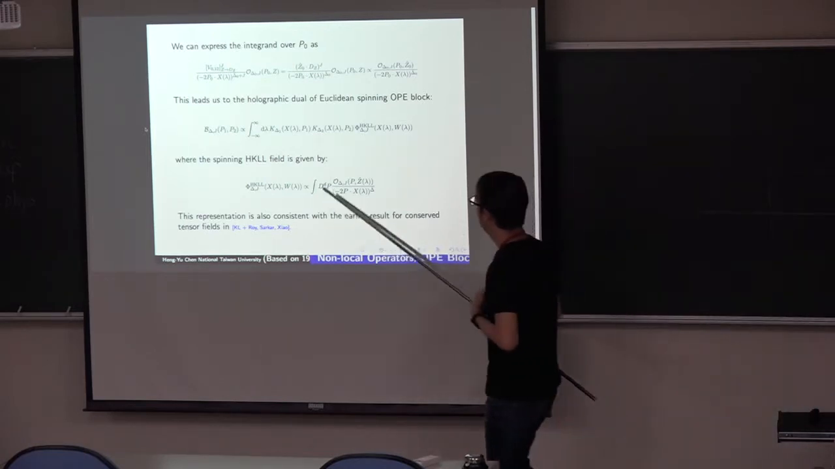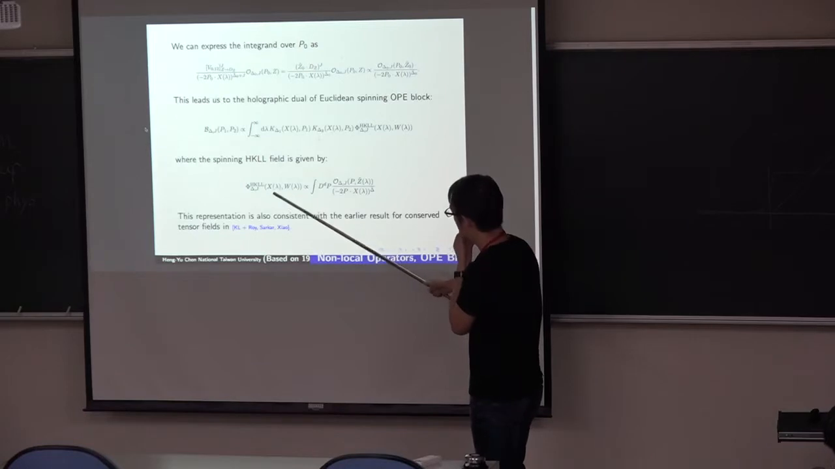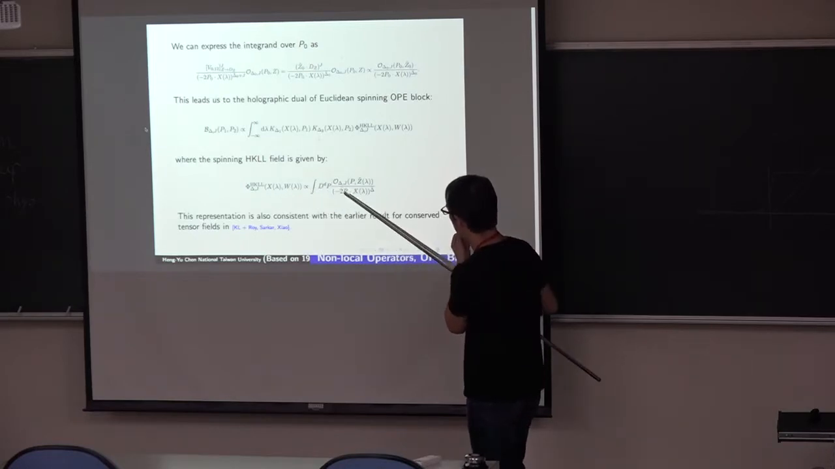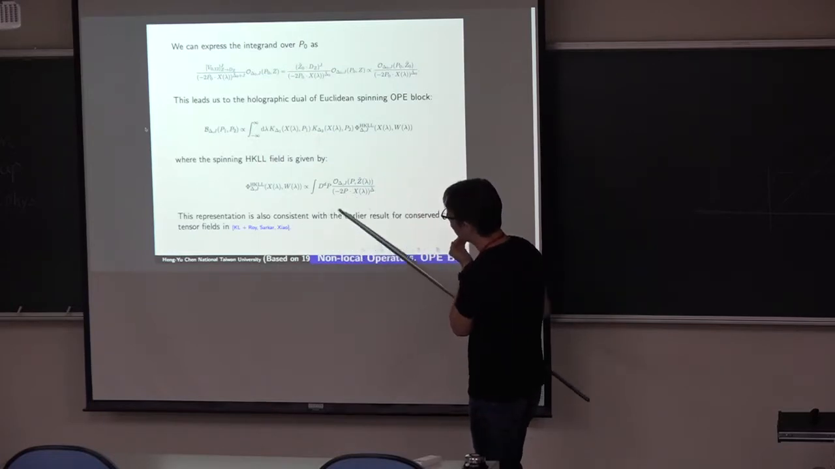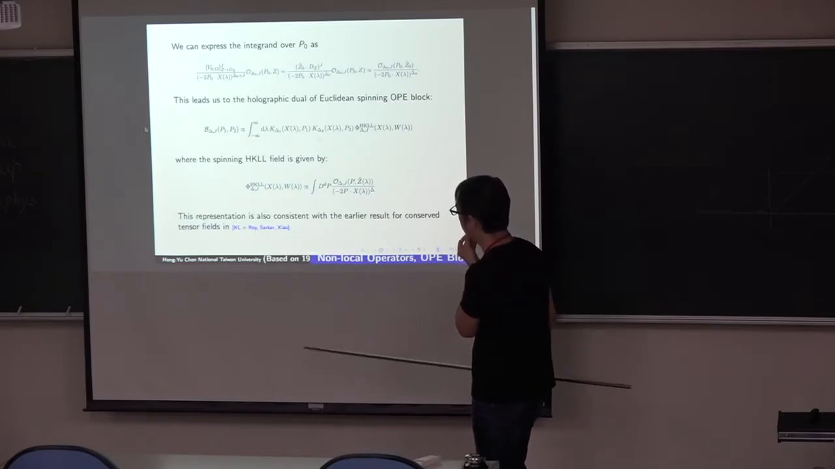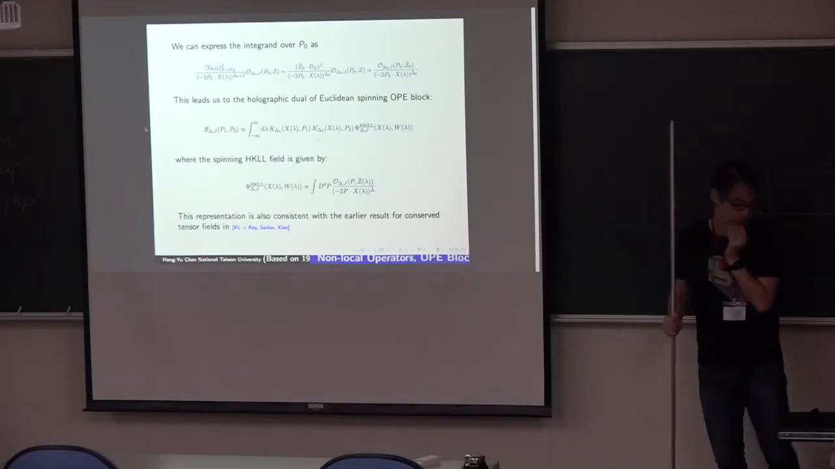And also, from this very simple analysis, we see that this representation of HKLL in terms of basically a scalar boundary propagator contracted with this boundary spinning field is exactly consistent with all the earlier results by Kabat, Lifschytz, and students for those operators.